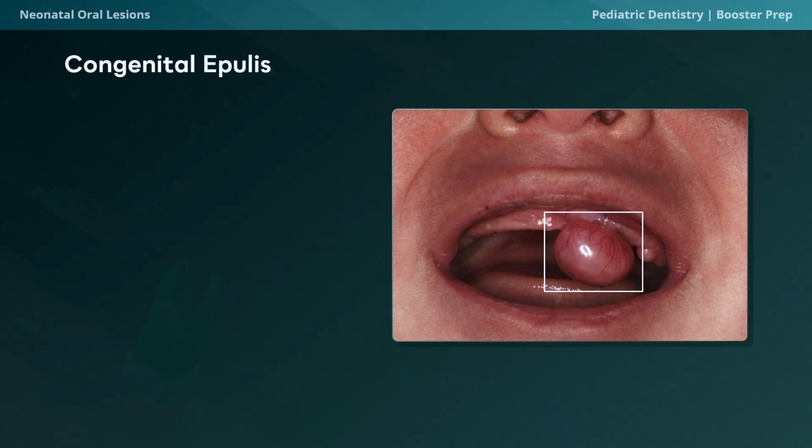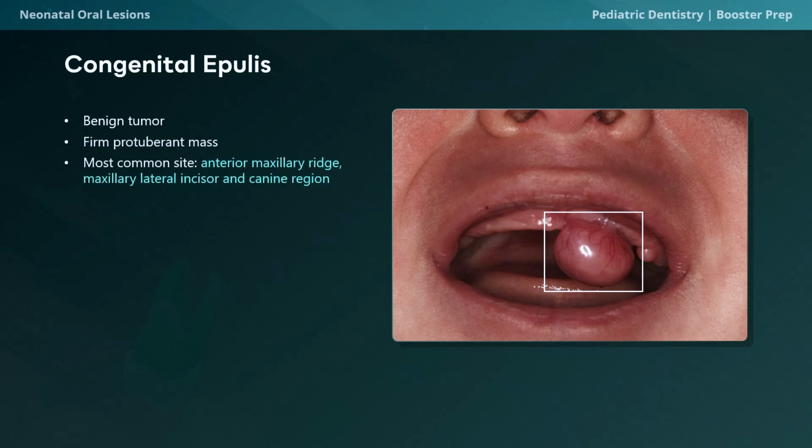So next we'll talk about congenital epulis. This is also sometimes called a granular cell tumor. This is a rare benign tumor of the oral cavity, which is only found in newborns. Like the image we see here, you'll almost always see this on the anterior maxillary ridge, and it's a firm protuberant mass. This is important to know for the boards exam.